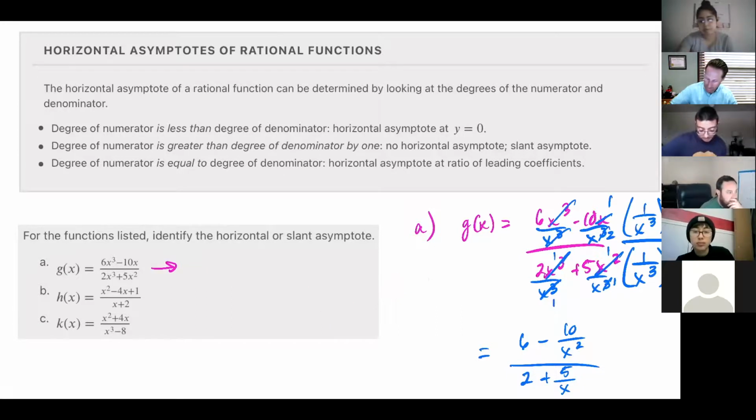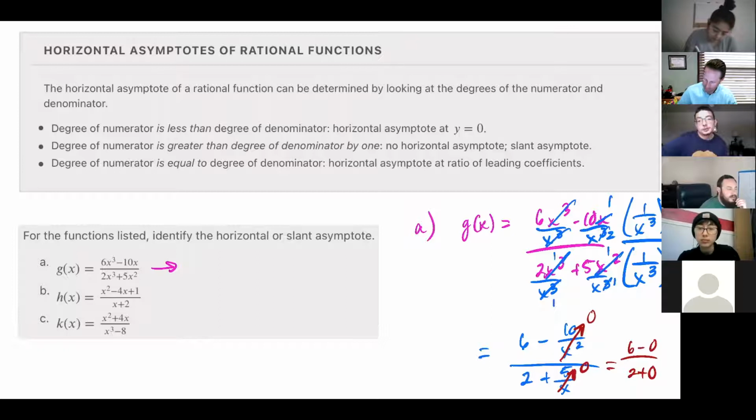Which means if I plug in an infinity to any one of these, what is this number going to approach? What's 10 over a really big number, infinity squared? 0. How about 5 over infinity? What's that going to give me? 0. And therefore, what are we only left with on top and bottom? Six over 2, which is what? 3.